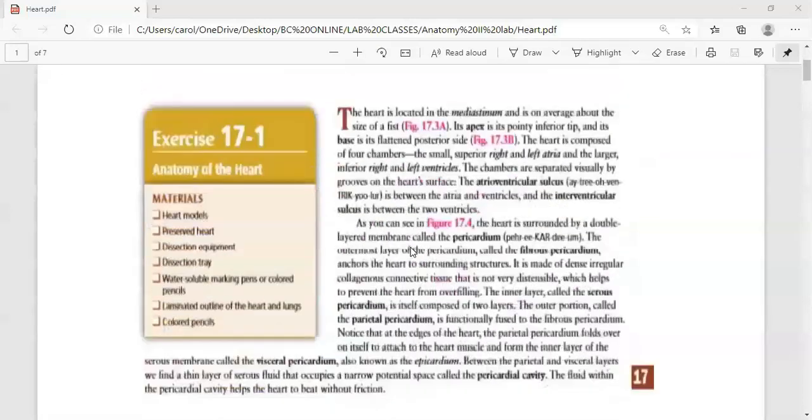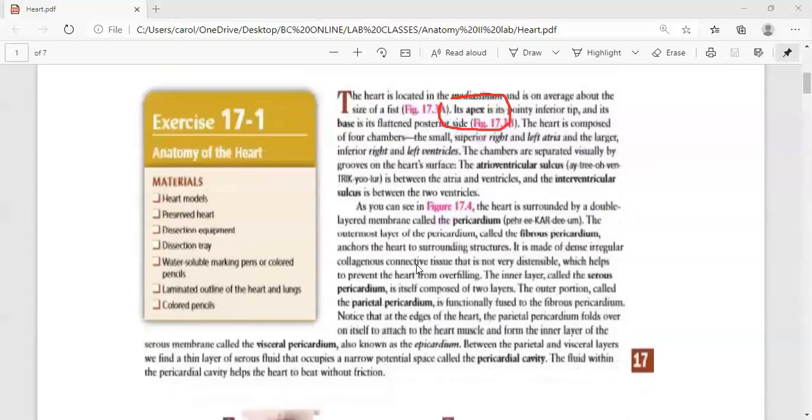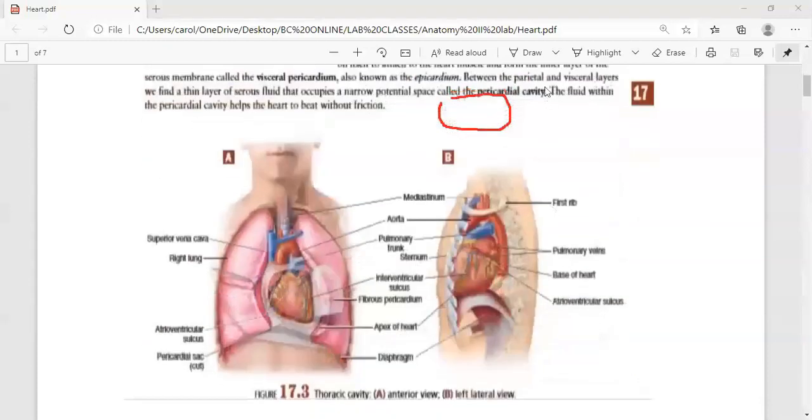So then right here, we have anatomy of the heart. Right? So then where is your heart located? In your thoracic cavity, right? But what is the name of that area where your heart is located? Well, right here, you can see it's going to be called the mediastinum.